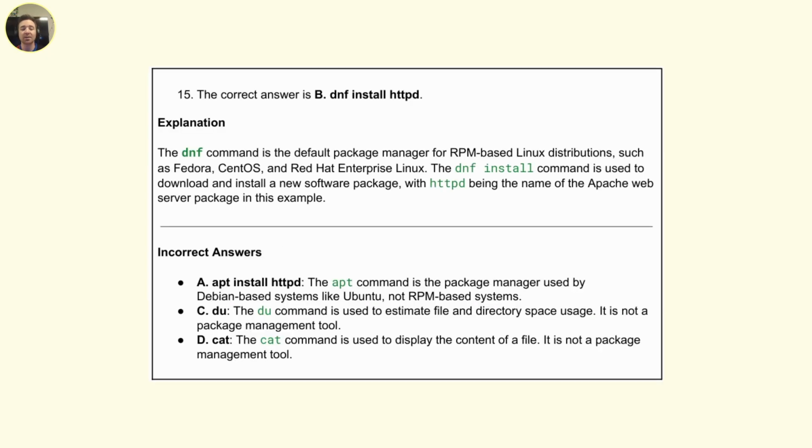So you've got 2 different ways to install packages. You've got apt, which is the package manager for Debian-based systems such as Ubuntu, and then you've got B, which is DNF install, or DNF, which is the default package manager for RPM-based Linux distribution. Basically, for your exam, just know that you would use apt for Debian-based systems and DNF for RPM-based systems or distributions. All right, that's largely what you need to know.